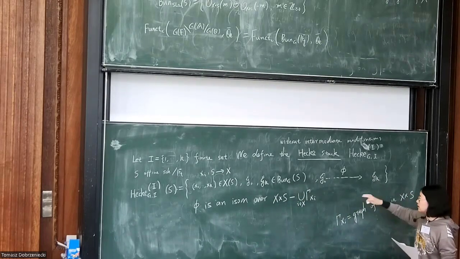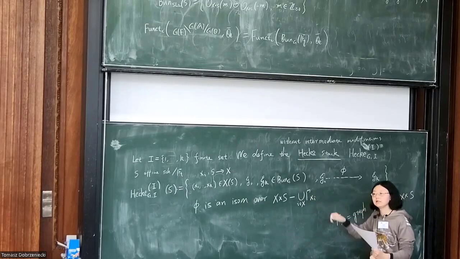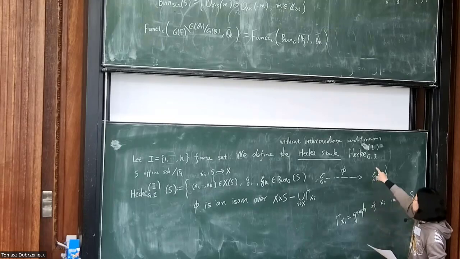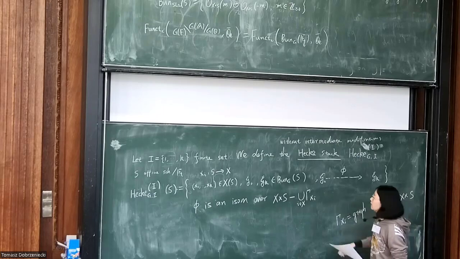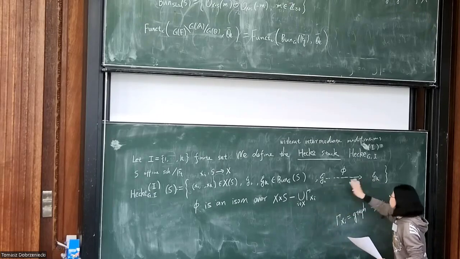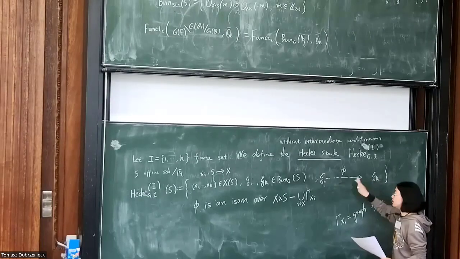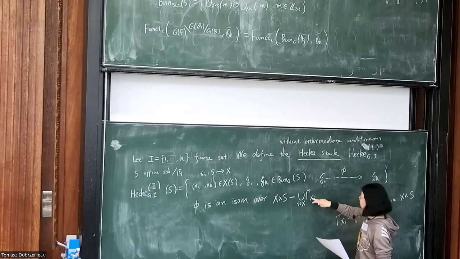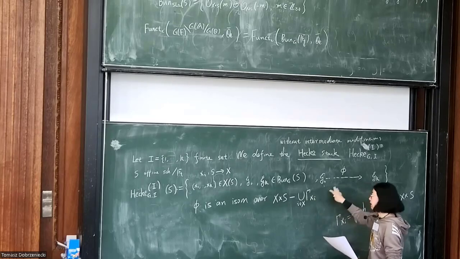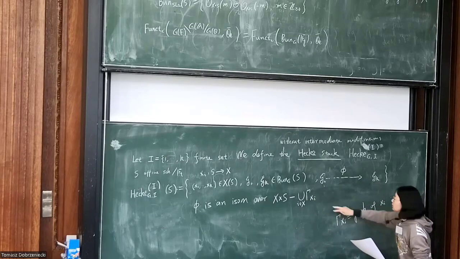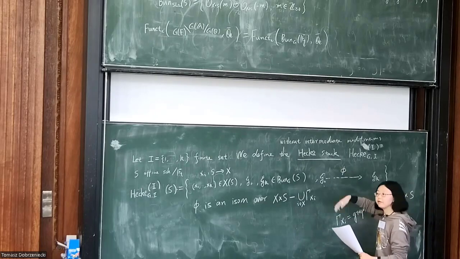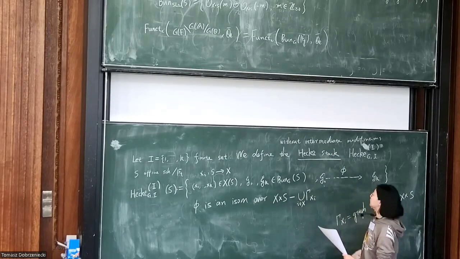Now the modification is outside the union of all the graphs. The Hecke stack without intermediate modification is just the modified G-bundles, and the modification happens on the union of all the points. So it's an isomorphism outside the union of points. And evidently we have a map from the other one to this one.